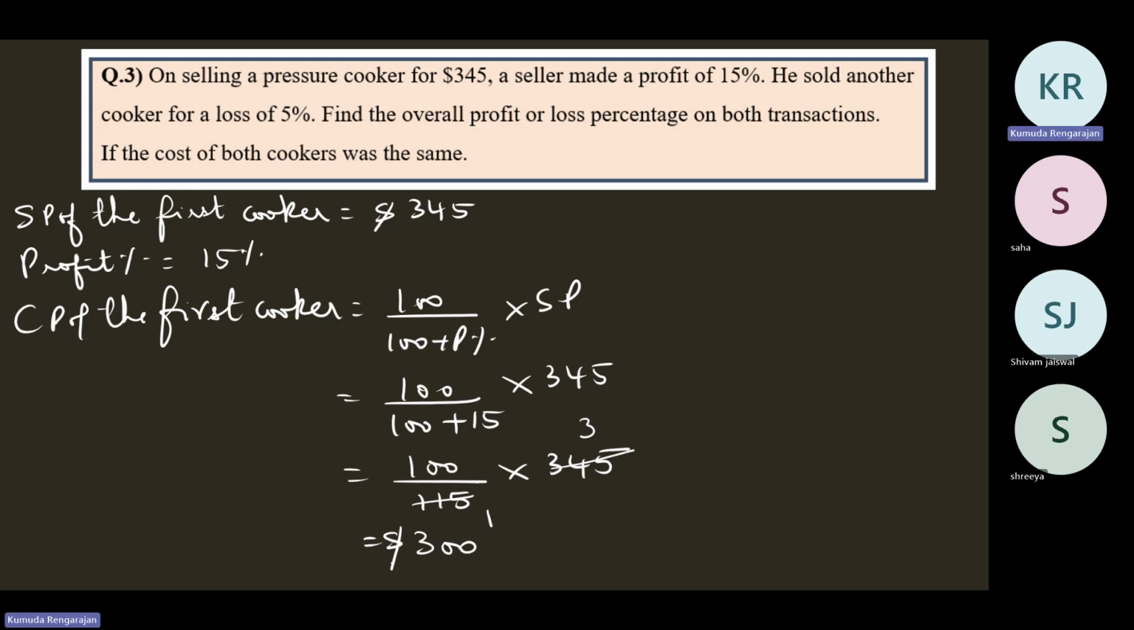So the CP of the first cooker is $300. Now, he sold another cooker. See, it's given in the end that the cost of both the cookers was the same. So the CP of the second cooker is also $300.